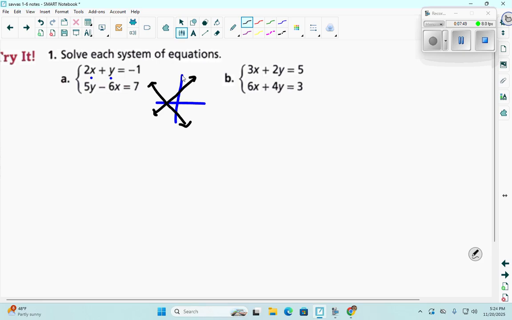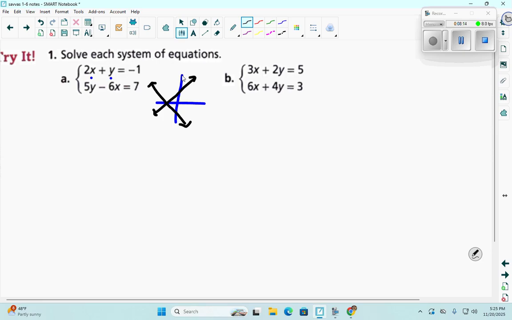I am choosing to use substitution, because for the elimination one, they have to be lined up, x's with x's, y's with y's. They're not lined up. And then also, I don't have any numbers that are the same. So if I look at my x's, I have a 2x and a negative 6, and then for my y's, I have a 1 and a 5. So that one doesn't stand out to me to use elimination. So I'm going to use substitution.